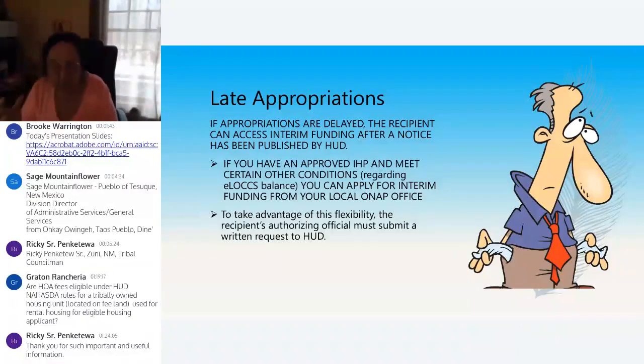after you find out that it's there and who to give it to. It's usually the administrator, and they'll check your LOCCS balance. If you don't have a lot of money in your LOCCS, they'll allow you to get your money up front, or to get some of it anyway. To take advantage of this flexibility, the recipient's authorizing official has to submit that written request to HUD. But you always start out by calling them.